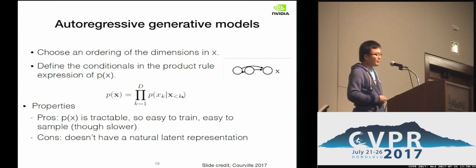It has some nice properties, including that P of X is tractable, easy to train, and easy to sample. It is a little bit slow because in image generation, you have to generate pixel by pixel. But one of its drawbacks is that it doesn't have a latent representation. You don't see Z in this formulation.